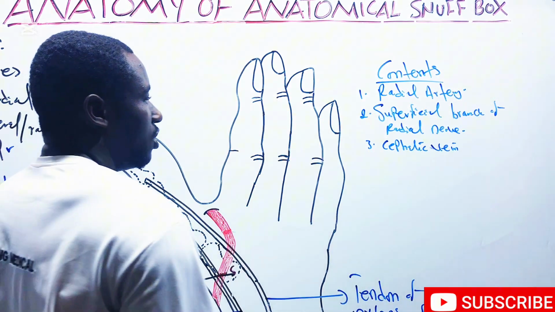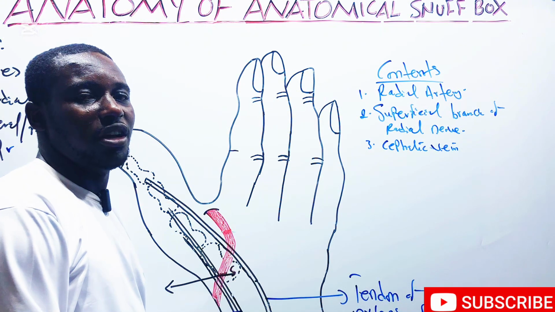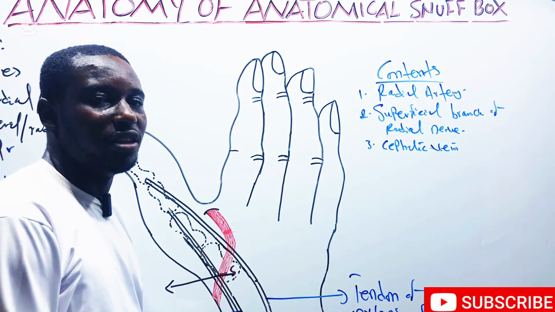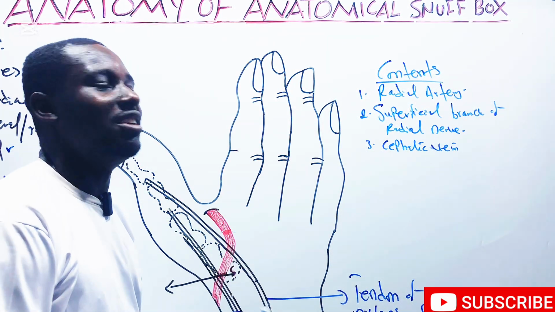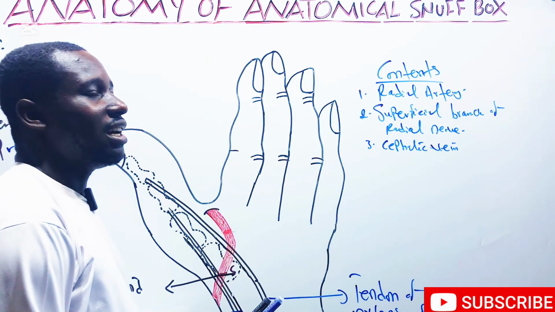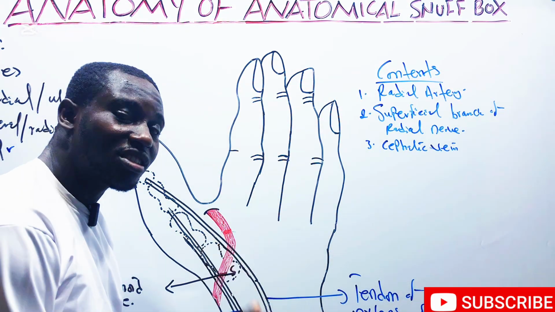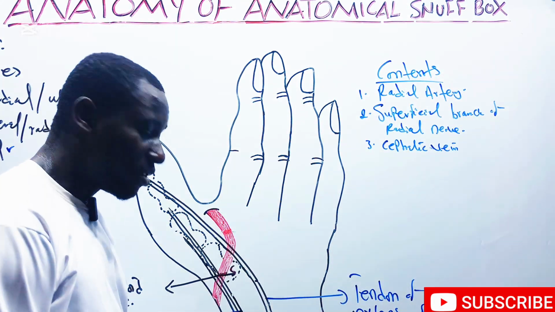Recall that the cephalic vein is one of the choices for intravenous fluid infusion at the region of the anatomical snuff box. It has a clinical relevance. So these are the contents of the anatomical snuff box. The next in line we're going to be discussing is the clinical relevance of the anatomical snuff box.